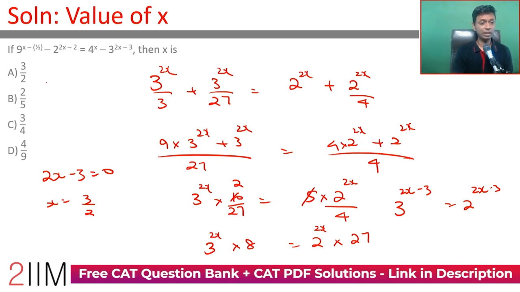A bunch of simple ideas to keep in mind. 9 power (x minus half) is 9 power x by 9 power half. Something power half is square root. And then manipulate with exponent rules, you'll get to the answer. It's a very doable question, but you'll be very methodical and understand the rules of exponents very clearly.